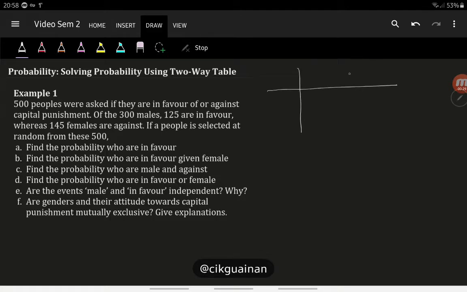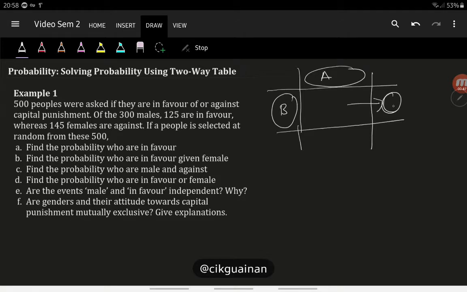This one is event A, and this one is another event. Then we make sure everything totals up to this one and everything totals up to this one, and the grand total must be 1 over here. Last but not least, we must get 1. So that's the tip on how to form a two-way table and use it to solve probability.